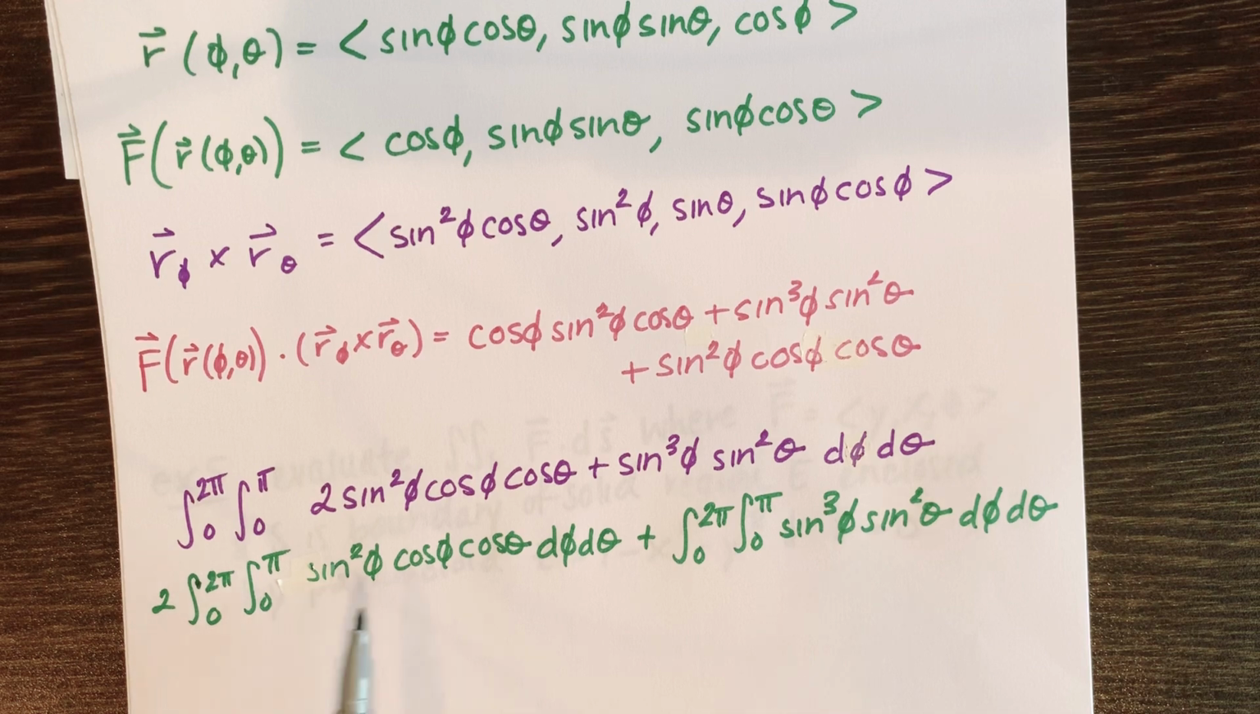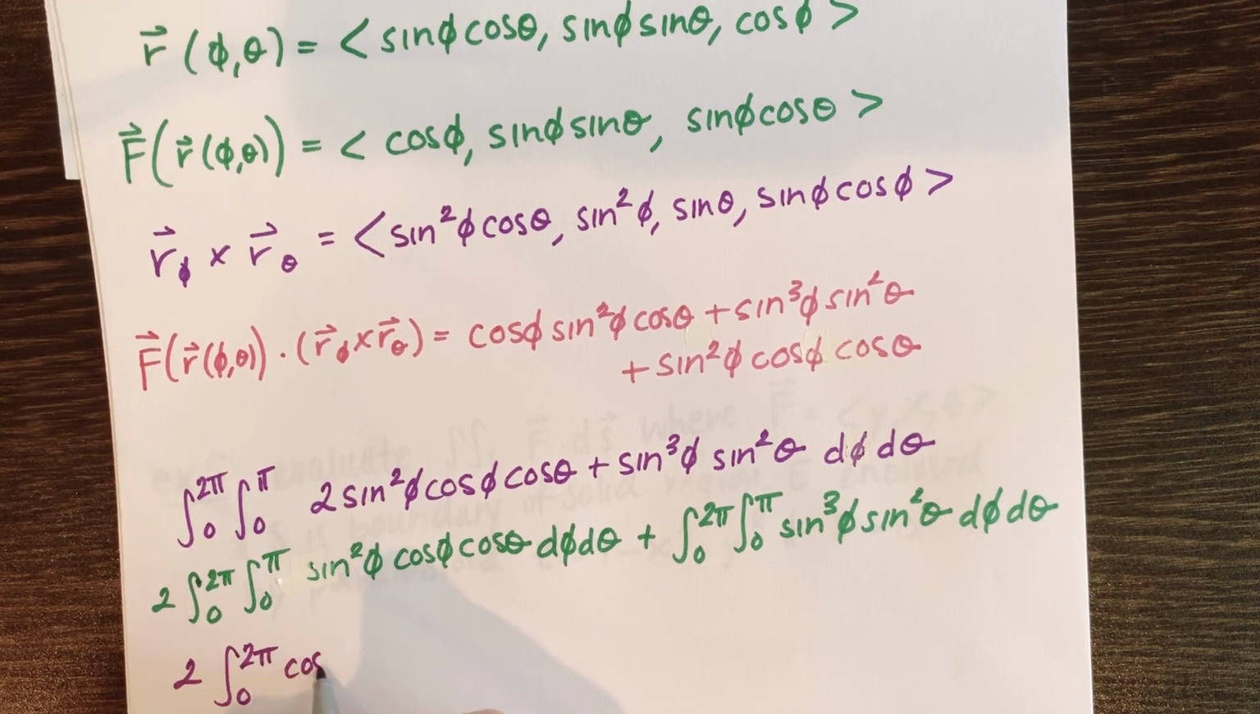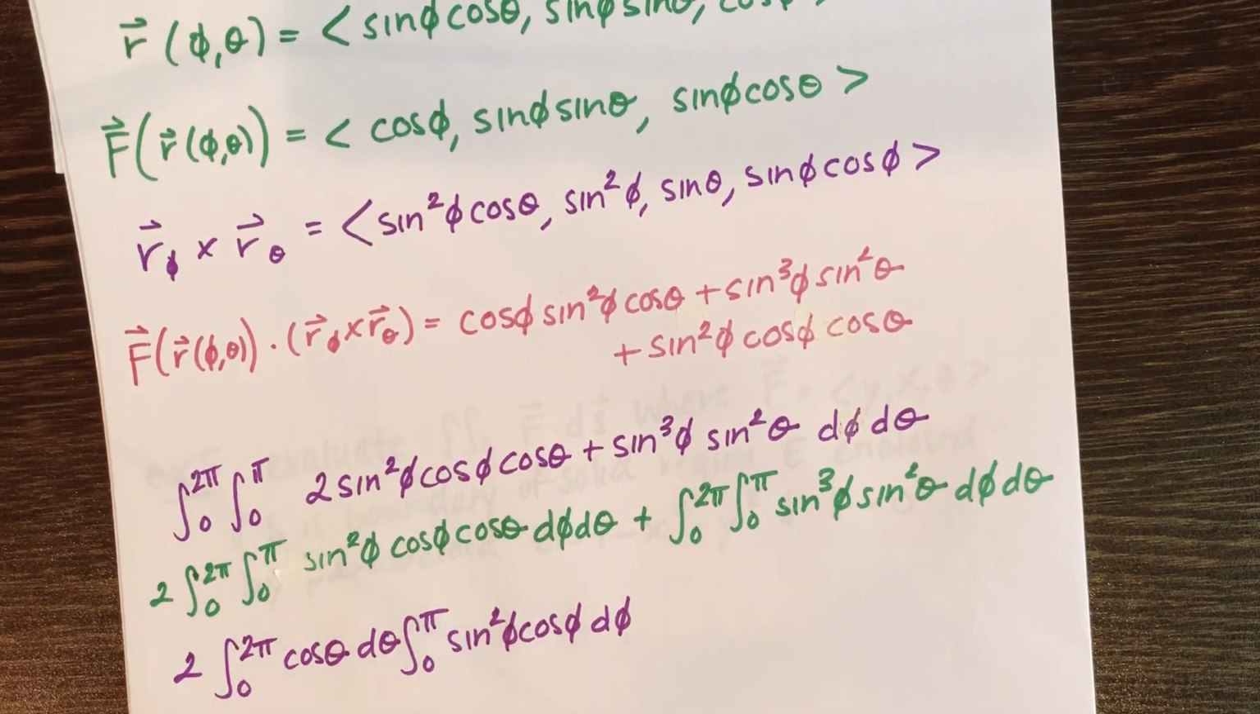Then what I can look at is the fact that I can separate this so that it's just one integral with cosine and one integral with phi. So I'm going to have a 2 on the outside. It's all multiplication, so it's not going to matter. 0 to 2 pi cosine theta d theta, and then 0 to pi sine squared phi cosine phi d phi. I'm just looking at that first part.